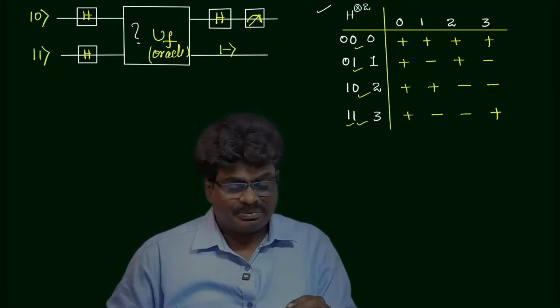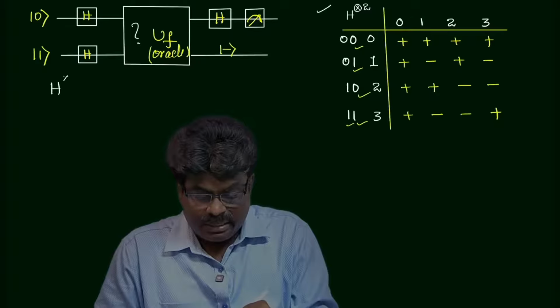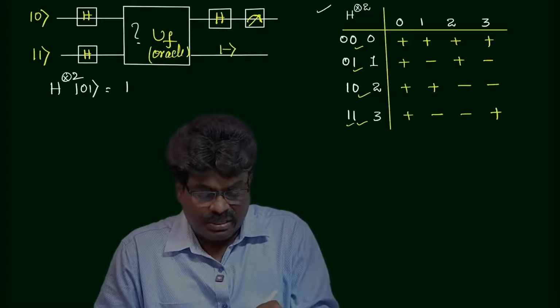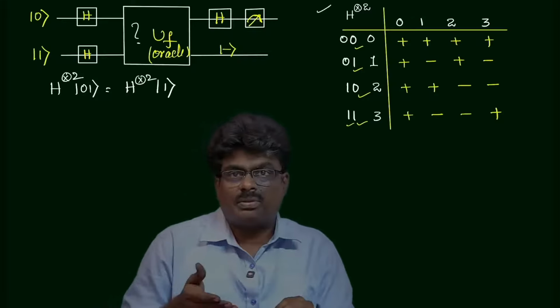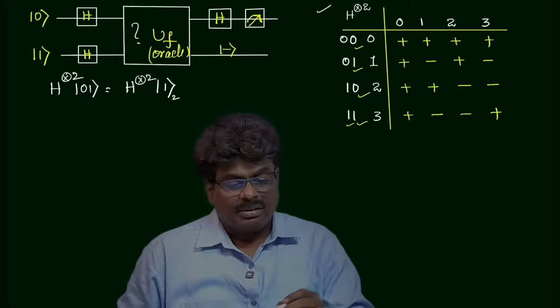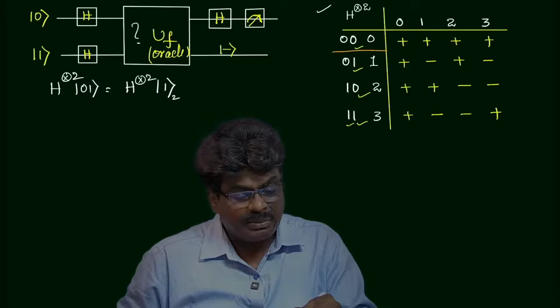Now carefully observe. Here we have this input, that is H tensor 2 of 0 1, which is nothing but H tensor 2 of 1, because 0 1 in decimal state notation is 1. So now observe this one.